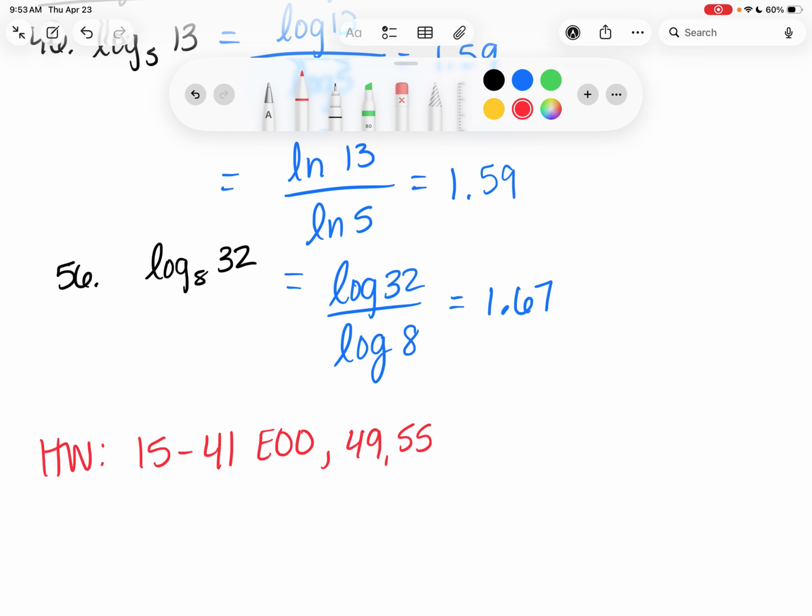All right, 15 through 41, every other odd, and then 49 and 55.